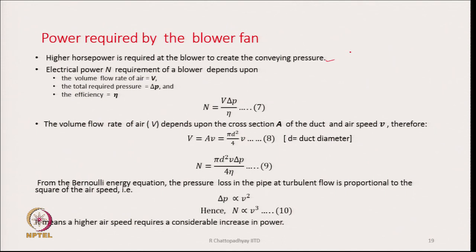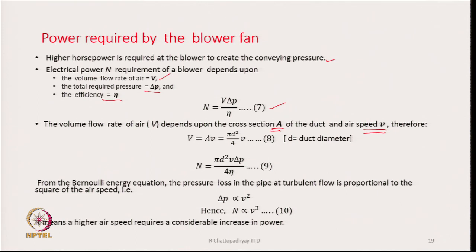Electrical power N required of the blower depends upon the volume flow rate of air, that is V, the pressure that we require, delta P, and the efficiency of the blower, which is eta. And the equation is the power is V, volume flow rate, into delta P by eta. So, this is the power requirement. Now, the volume flow rate is dependent on the cross section area of the duct A and the velocity of air that we need to carry the tufts.